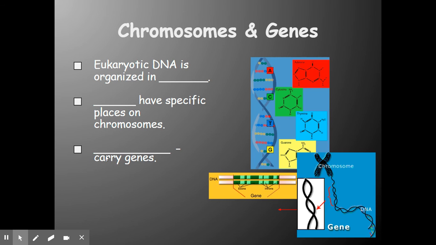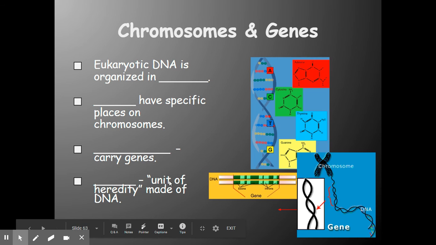Our chromosomes carry our genes. And then finally, genes are units of heredity made of DNA. That is a gene. Okay? So genes are a unit of heredity, which we'll talk about heredity in our next unit. And those genes are on our DNA, which are made into chromosomes.